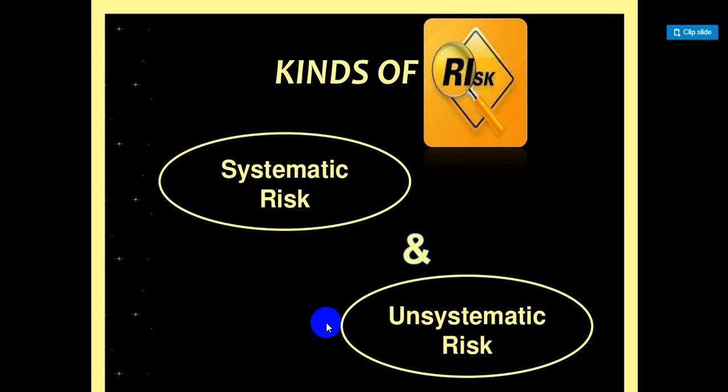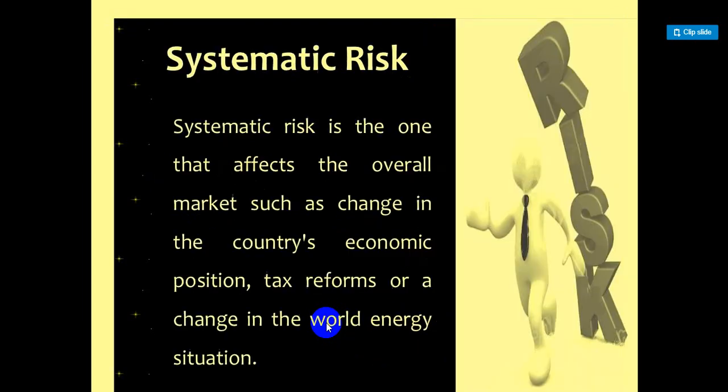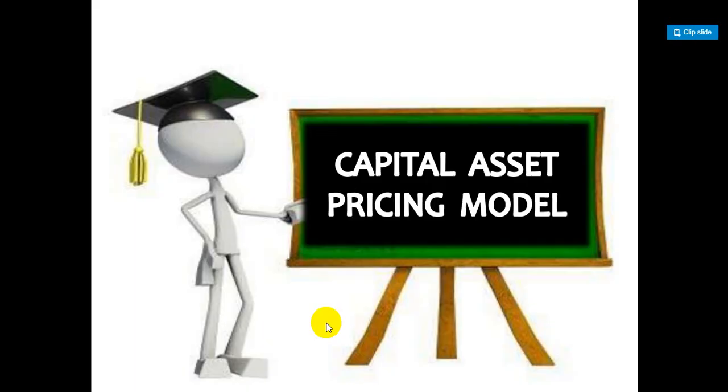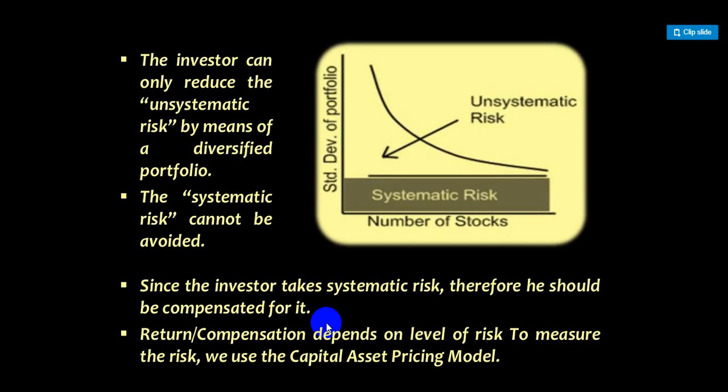When you talk about unsystematic risk, it is nothing but controllable, internal to the company. Like if any employee has done fraud or took away money, what you can do is simply remove him, isn't it? So those are internal to the company as such. So that is what I want to tell you. Now here, you can see systematic risk is where you don't have control, whereas with unsystematic risk you have control over it. The investor can only reduce the unsystematic risk by means of a diversified portfolio.